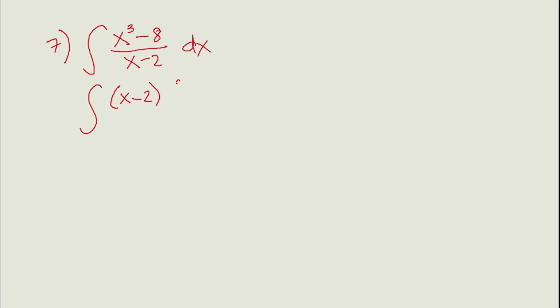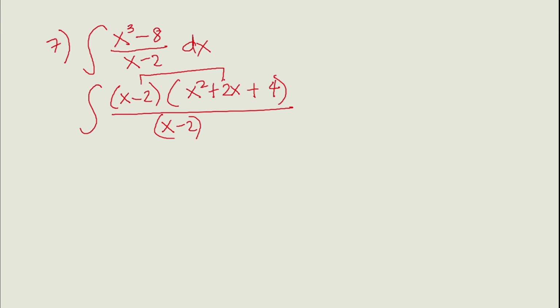In number 7, we have the integral of (x cubed minus 8) over (x minus 2) dx. We could factor this one by the use of your algebra. We could factor the numerator, so we have (x minus 2) times (x squared plus 2x plus 4), over x minus 2. Take note of this: it is a factor of x cubed minus 8.